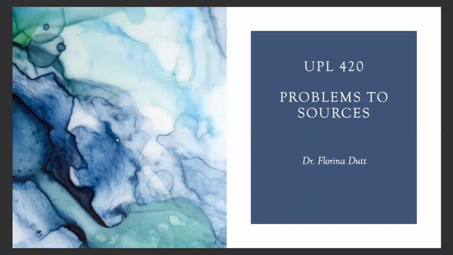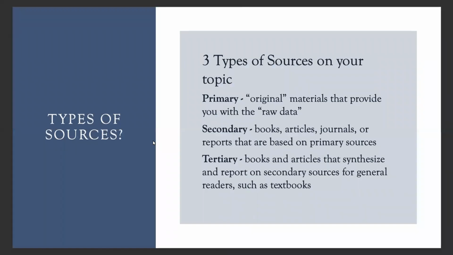And today I will be talking primarily about literature review. So we will see what the three types of sources are to solve the problem that you have already stated. Here we mean research problem, right? So we have three types of sources on the topic: primary, secondary, and tertiary. By primary source, I mean the original material that provides you with the raw data.